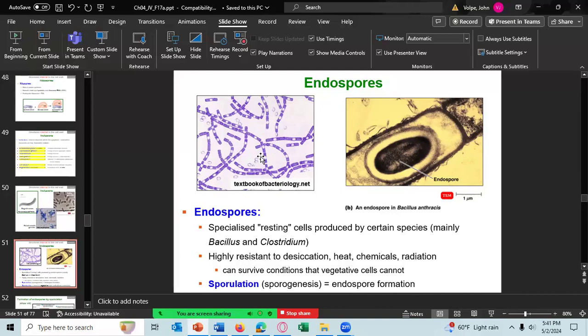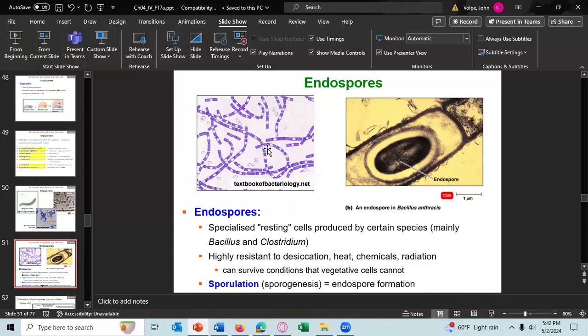So when the environment starts deteriorating, the parent cell will start making an endospore. An endospore is a survival structure. It is not a reproductive structure. One cell will make one endospore, and as the environment deteriorates further, the parent cell will die. One cell making one cell is not reproduction.